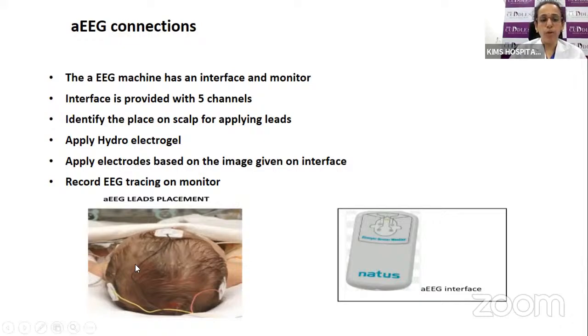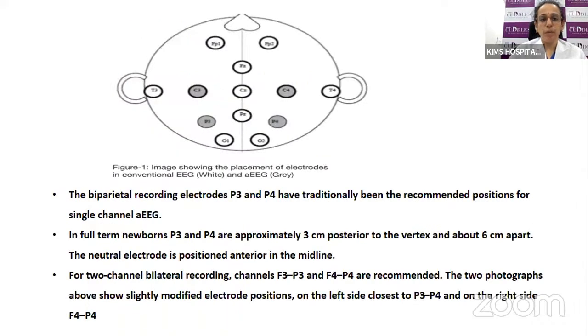So these are the connections. These are the electrodes which we place on the scalp of the baby, and this is the monitor. Here you can see that there are 5 connections on this side to connect the electrodes, so 5 channels will be there. The other end can be applied to the scalp by applying a hydroelectrogel, and then we trace the recordings on the monitor.